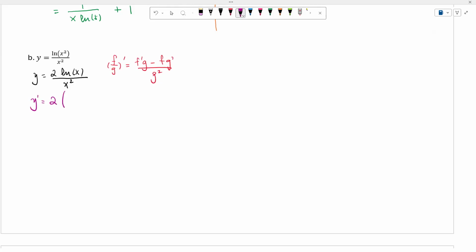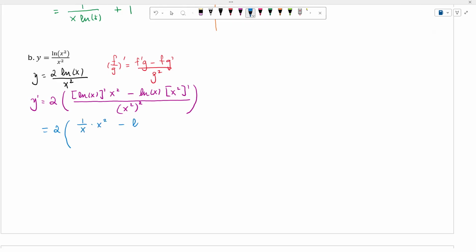I have a constant, I take it out first. Then I would like to take the derivative of natural log of x times x squared, minus natural log of x times the derivative of x squared, over x squared to the square. And now the derivative of natural log of x is 1 over x, times x squared, minus natural log of x times 2x, over x to the power 4.